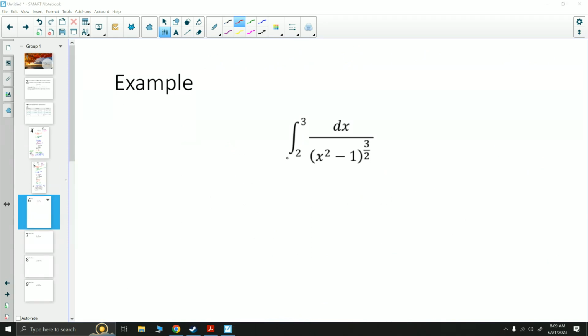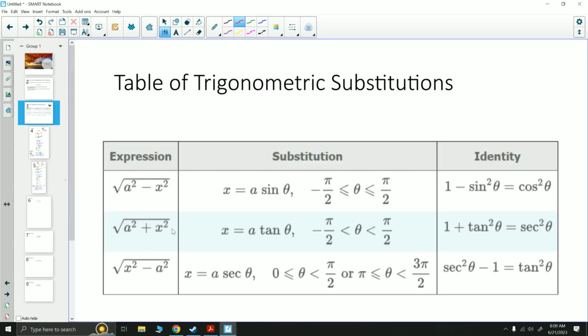Okay, so this is a definite integral from 2 to 3. On top, we don't really have anything. It's just dx. We could just write it out in front as well. We have an x squared minus 1. Now, if we go back to this thing, this is our only x squared minus something. If it was like x squared plus something, we'd just reorder it, no big deal. But here, these are different things, so we need to make note of it. So we're going to use our x equals a secant theta.